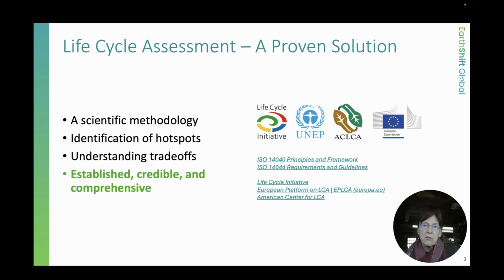In addition to the ISO standards, LCA has credibility from work done by the UNEP Lifecycle Initiative, the European Platform on Lifecycle Assessment, and the American Center for Lifecycle Assessment. All of those organizations rely on ISO 14040 and 14044 for their work.